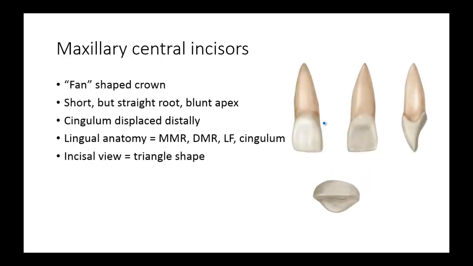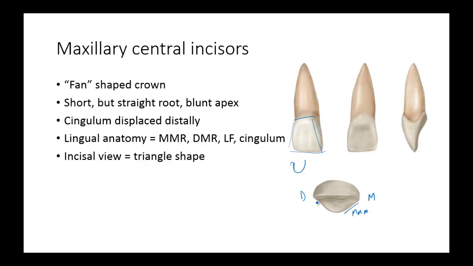Remember, it's a trapezoid, so it has a nice fan shape. It has a short but very straight root, and it has a blunted apex. Remember, the cingulum is displaced distally, so you can see that right here. This is the mesial, and this is distal. This is the incisal view. We're just taking this tooth and rotating it about 90 degrees this way. So this is the mesial, this is distal, and if you drew the line here, you can see the cingulum is offset distally.